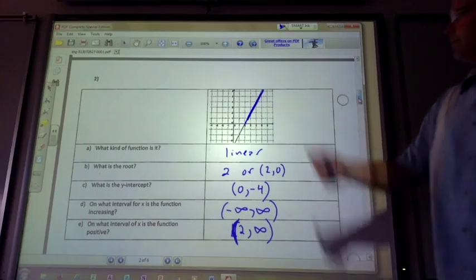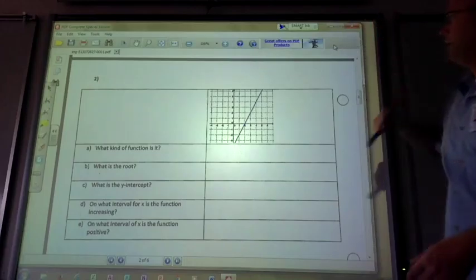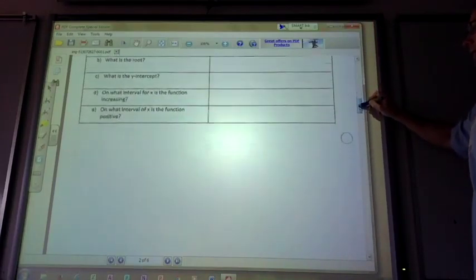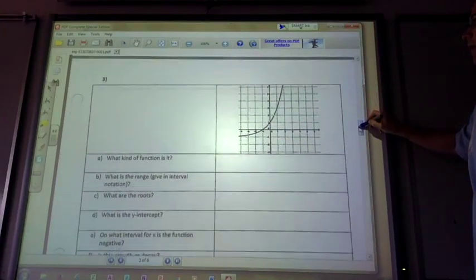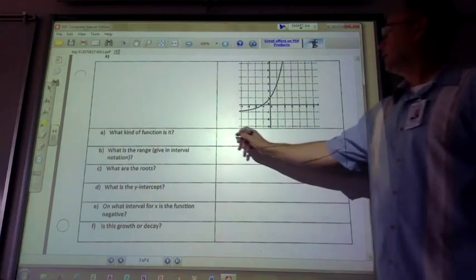All right, can I clear? We good? Feel all right? All right, cool. Clearing the ink. Let's move on down. All right, what kind of function is this? Exponential. Okay.